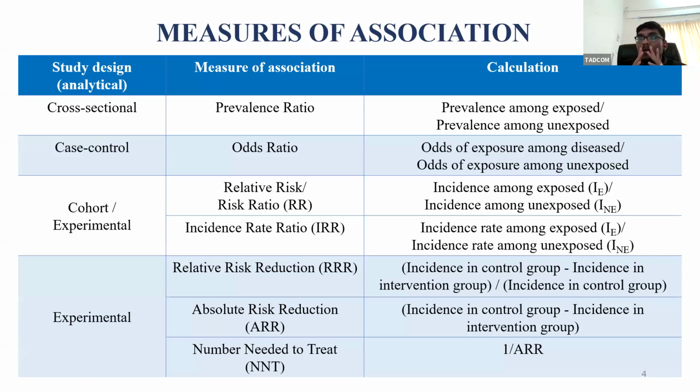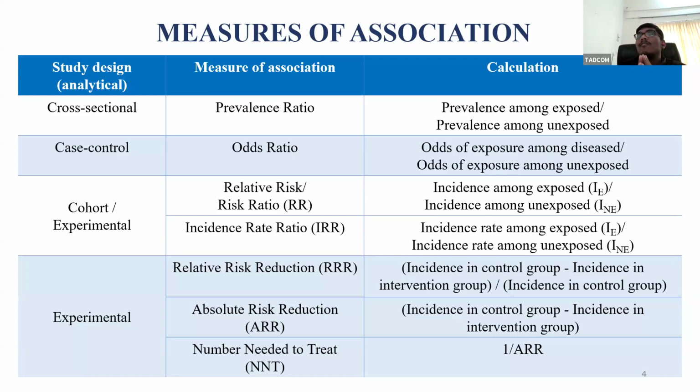And one take-home message I want to give to all the participants is that never use odds ratio as a measure of association in case of cross-sectional studies, because for a cross-sectional study, the measure of association should be only prevalence ratio. Odds ratio is the measure of association in case of case control study only.